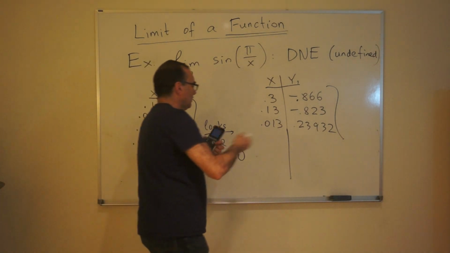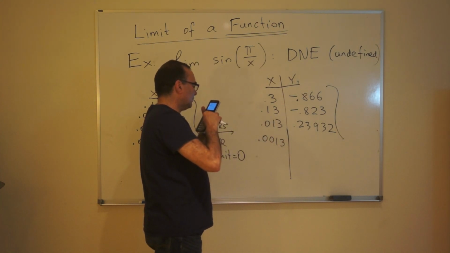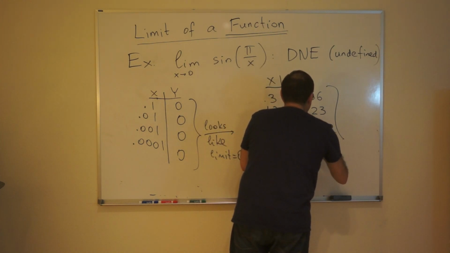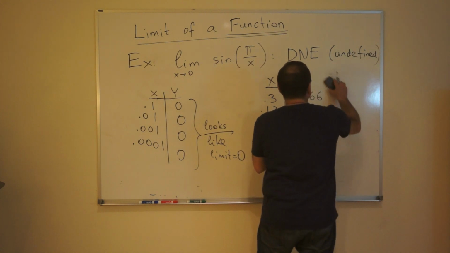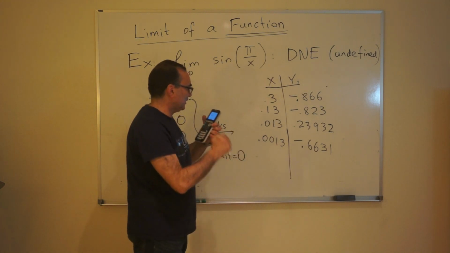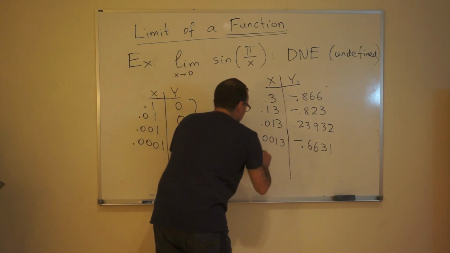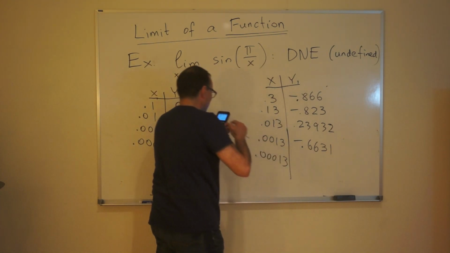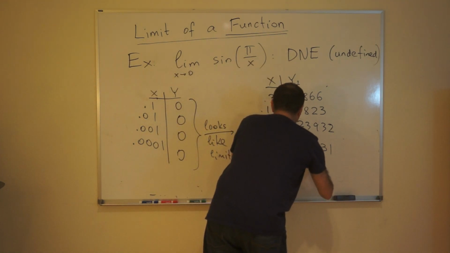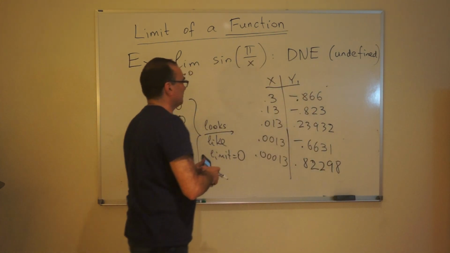So if we plug in the number 0.0013, then we get the function value negative 0.6631. And again, you can see that it has kind of no relation to the previous function values. Let's try just one more. If we try 0.3013, then the answer that I got here is 0.82298, which again has no relation to the previous values.